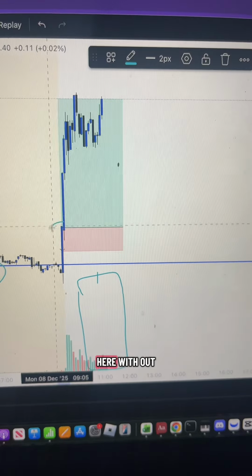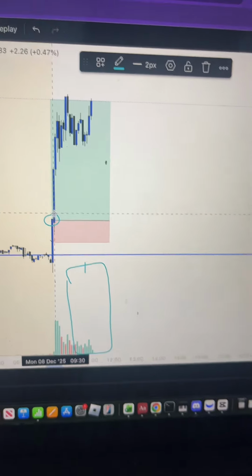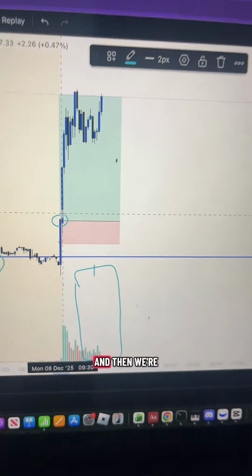So you enter in right here with out of the money call options, and then we're almost guaranteed a pop after we break out of this huge psychological level. So we start scaling out of our position. 30% gain, 50% gain, 100% gain, 150% gain. We're scaling out of our position on the way up. And this is because most breakouts are fake outs.